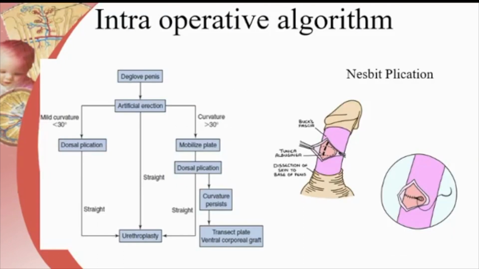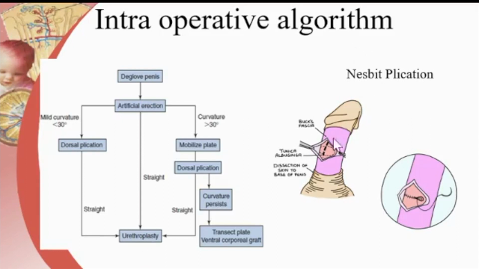Now, coming to the intraoperative algorithm, it all depends on multiple factors, but one of the most important is that we start with degloving the foreskin. Once we completely deglove the penis, the skin cord is gone. At that time, we apply the tourniquet and do an artificial erection test, also known as Gittes test. When the curvature is mild, less than 30 degrees, you can get away with a dorsal plication and get it straight. Then you can proceed with the urethroplasty.